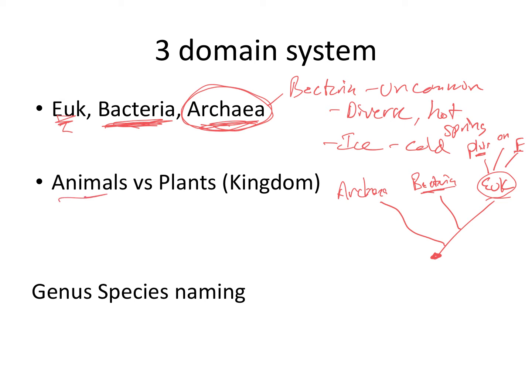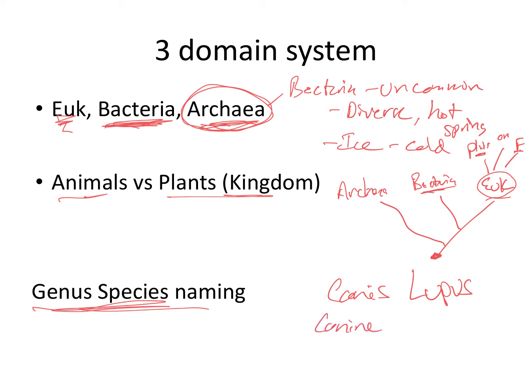So kingdoms. The three-domain system is broken down into that complex kingdom, phylum, class, order, family, genus, species. The part that we most pay attention to is the genus species naming. So you would see something like Canis lupus. Canis comes from the Latin word, it means canine, and then lupus would be wolf.